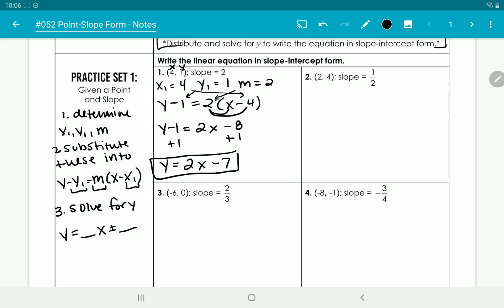Okay, so again, you're going to determine x1, y1, and m. You're going to substitute those into y minus y1 equals m times x minus x1. And then we're just going to solve for y by starting by distributing the slope and then solving for y, like normal.